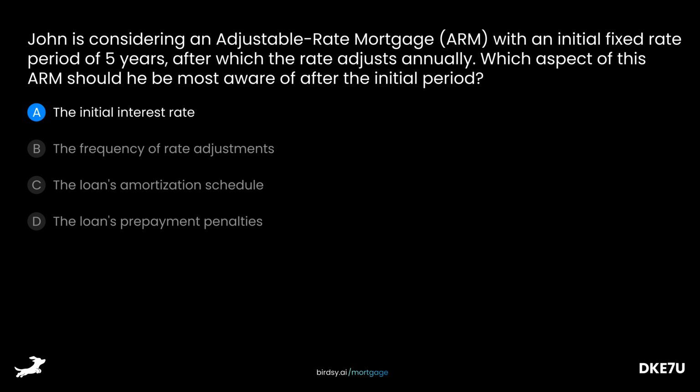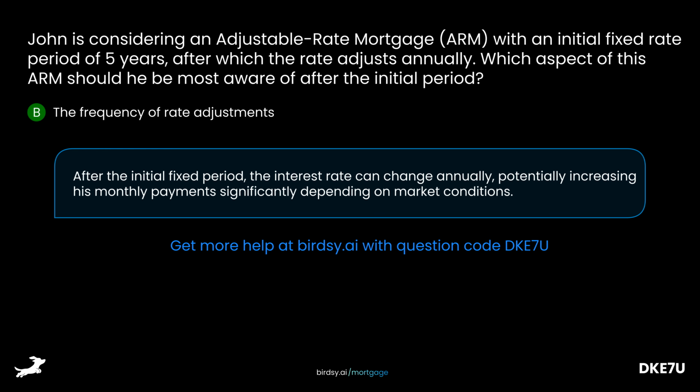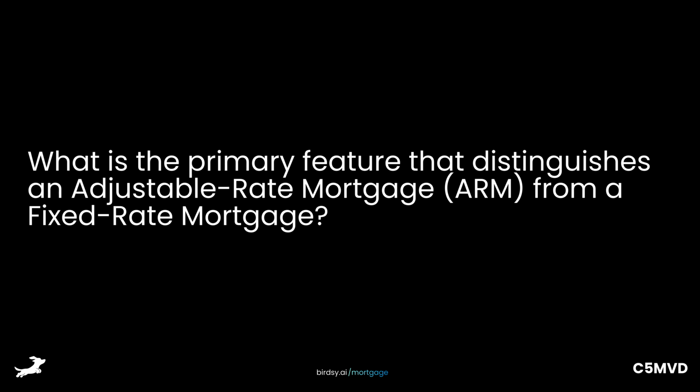Is it A, the initial interest rate, B, the frequency of rate adjustments, C, the loan's amortization schedule, or D, the loan's prepayment penalties? The answer is B, the frequency of rate adjustments. After the initial fixed period, the interest rate can change annually, potentially increasing his monthly payments significantly depending on market conditions. What is the primary feature that distinguishes an adjustable-rate mortgage from a fixed-rate mortgage?